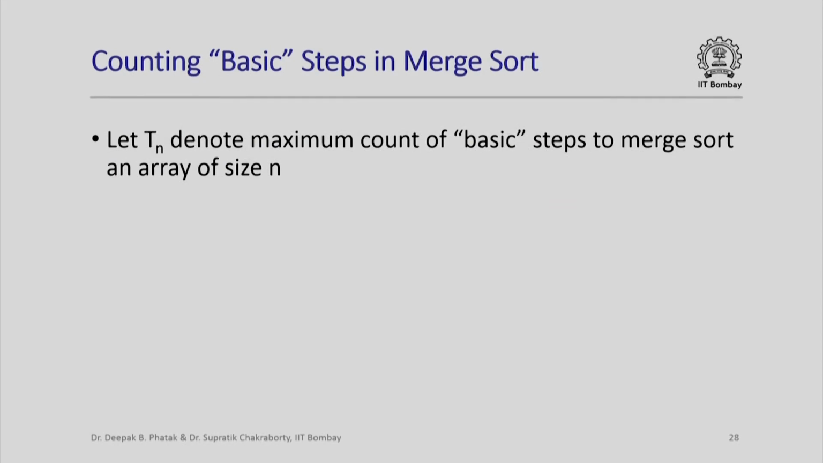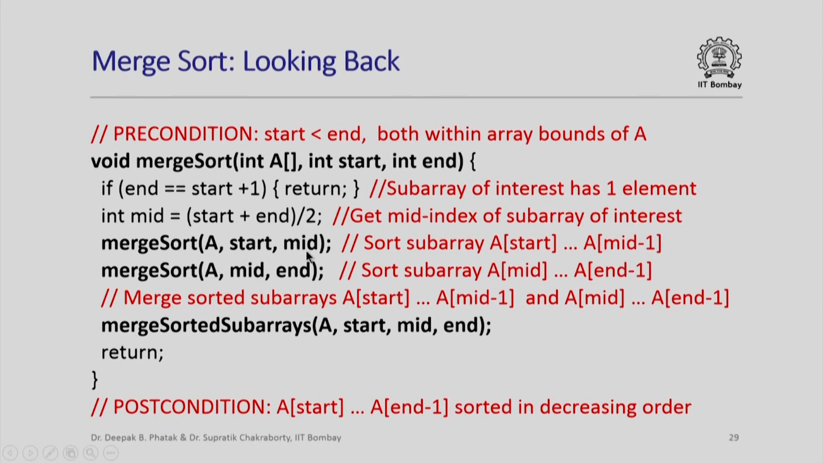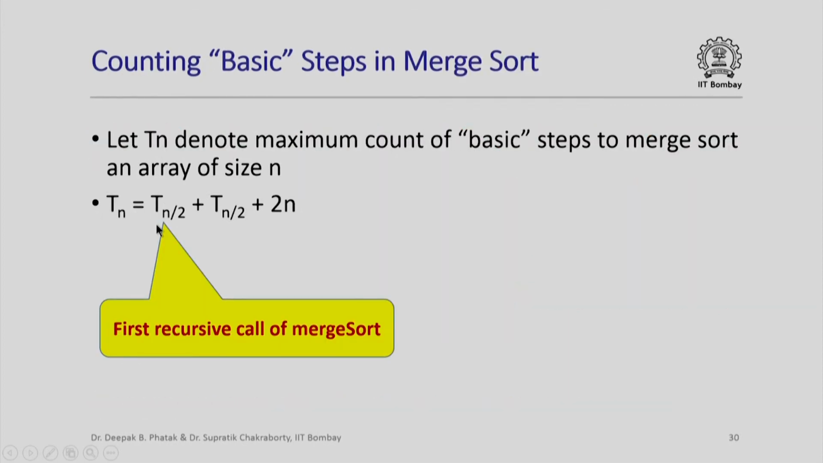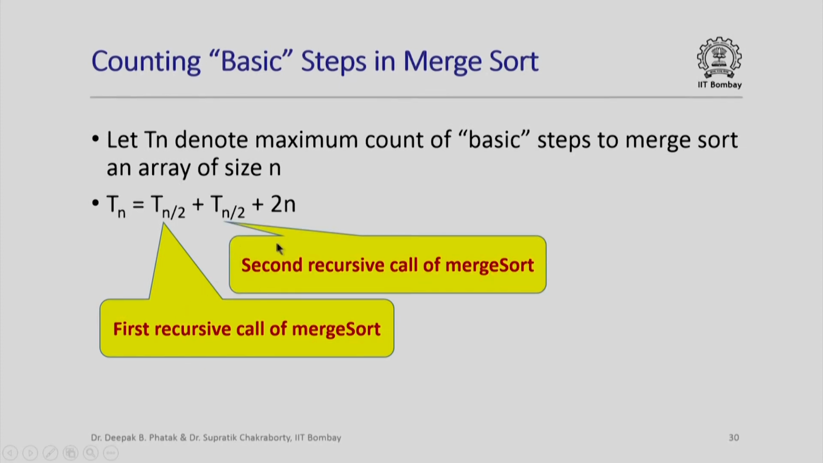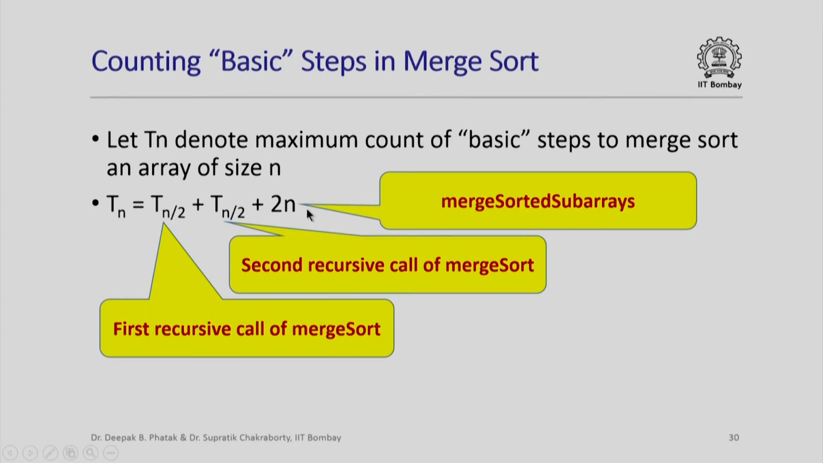Now how many basic steps would the whole of merge sort require? Let T(n) denote the maximum count of basic steps to sort an array of size n by merge sort. If you look at how merge sort operates, it basically recursively calls itself twice with half the array sizes, and then it merges the two sorted subarrays. So T(n) should be equal to T(n/2) to account for the first recursive call of merge sort, plus another T(n/2) to account for the second recursive call of merge sort, and then plus 2n, which is to account for the call to merge sorted subarrays. And of course, the termination case here is T(1). When I have an array of size 1, I need exactly one basic step.